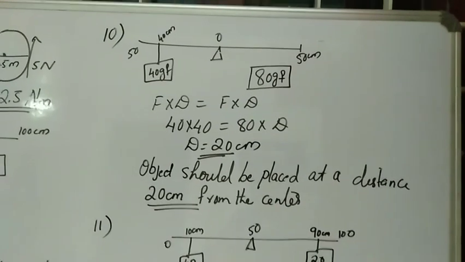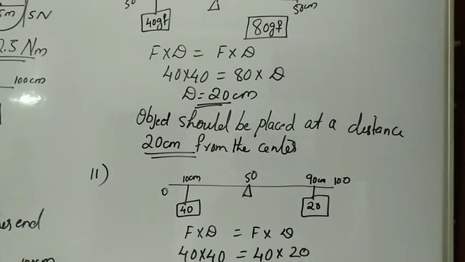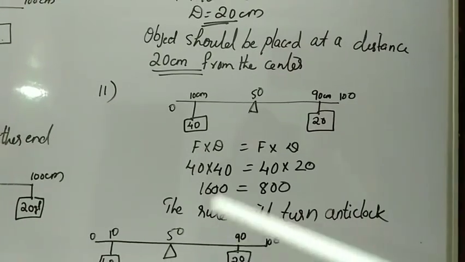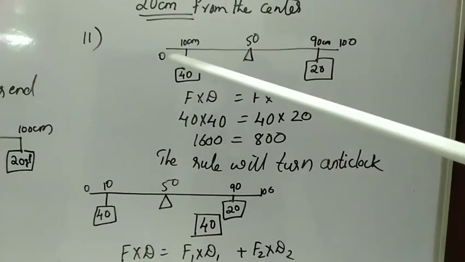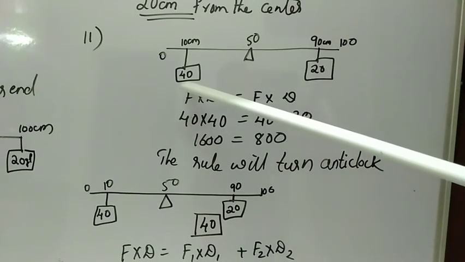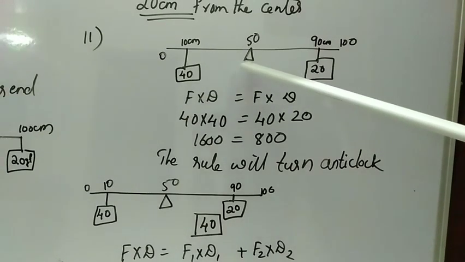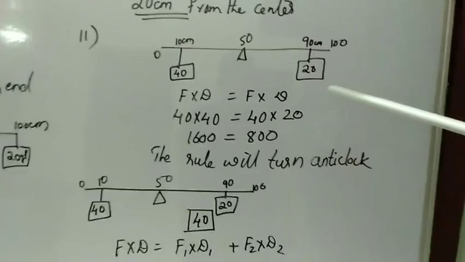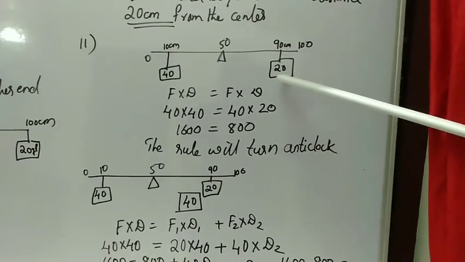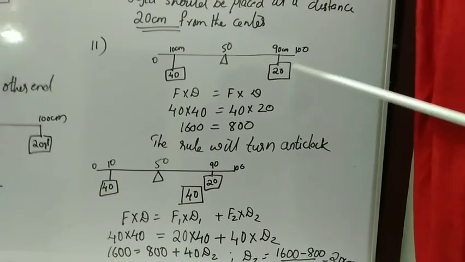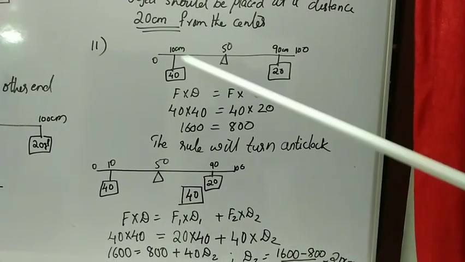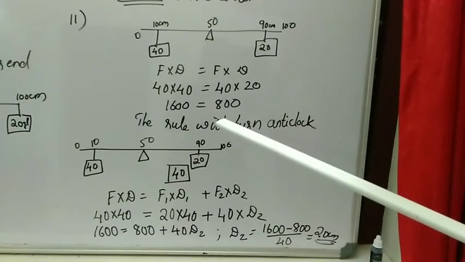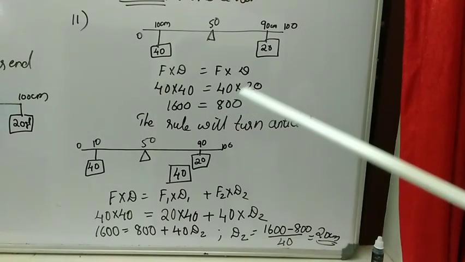Next, question number 11. In question number 11 also, the diagram is clearly given in the textbook. Here also it is a uniform meter ruler, 0 centimeter. At the 10th centimeter, a weight of 40 gram force is hung and it is pivoted at the middle, 50 centimeter. And at the 90th centimeter, a mass of 20 gram force is hung. And here is the last point, 100 centimeter. Both side lengths and both side forces are given. We have to find whether the ruler is kept horizontal or not.